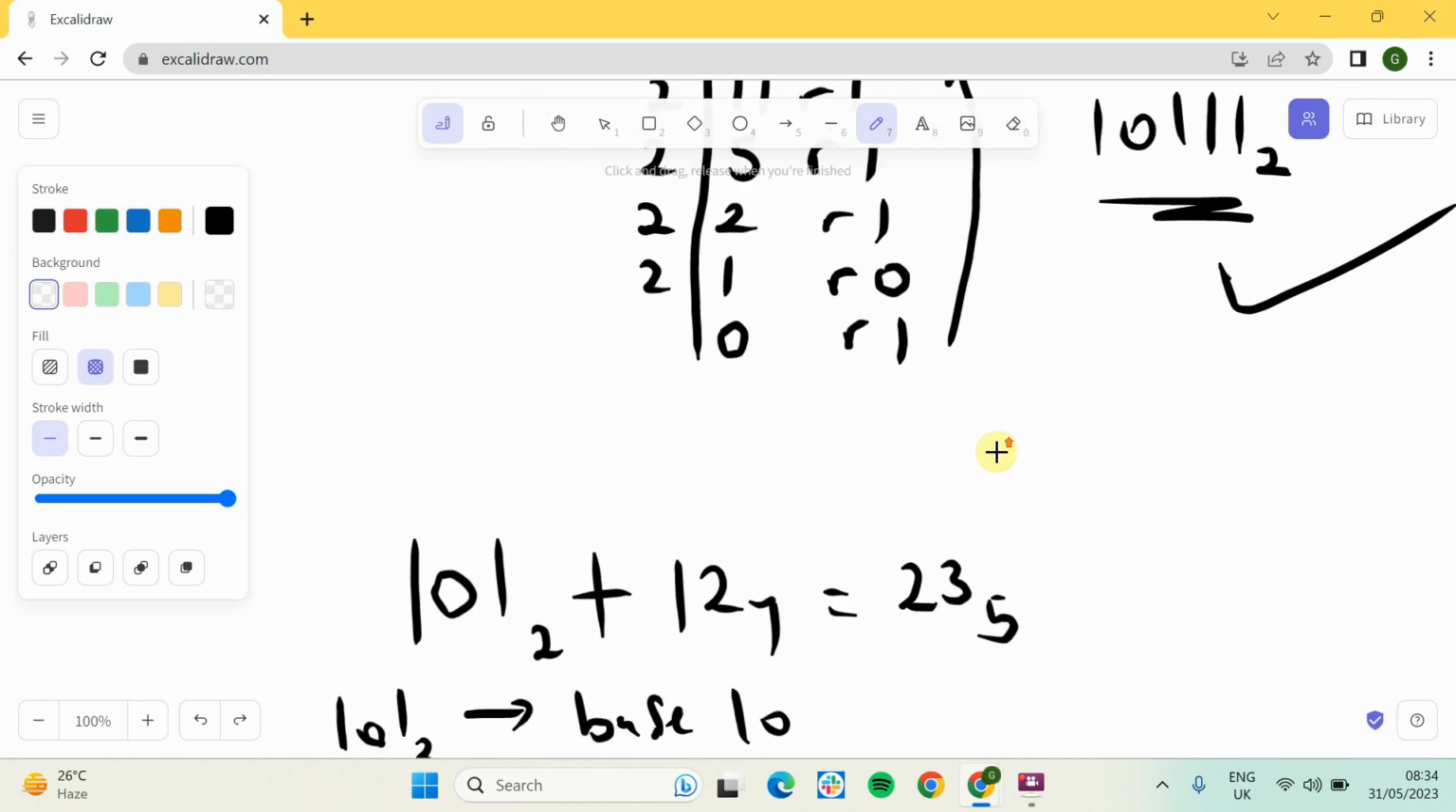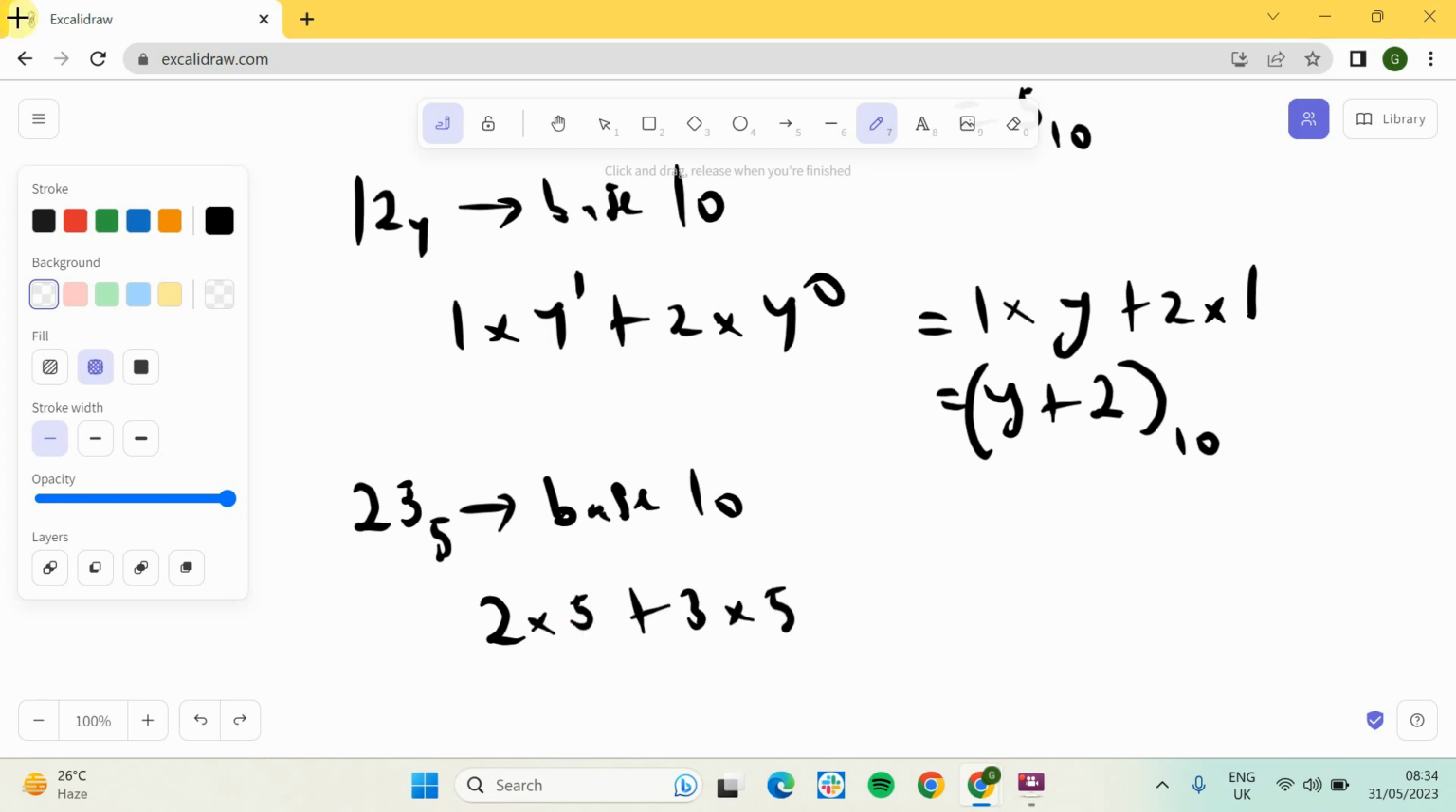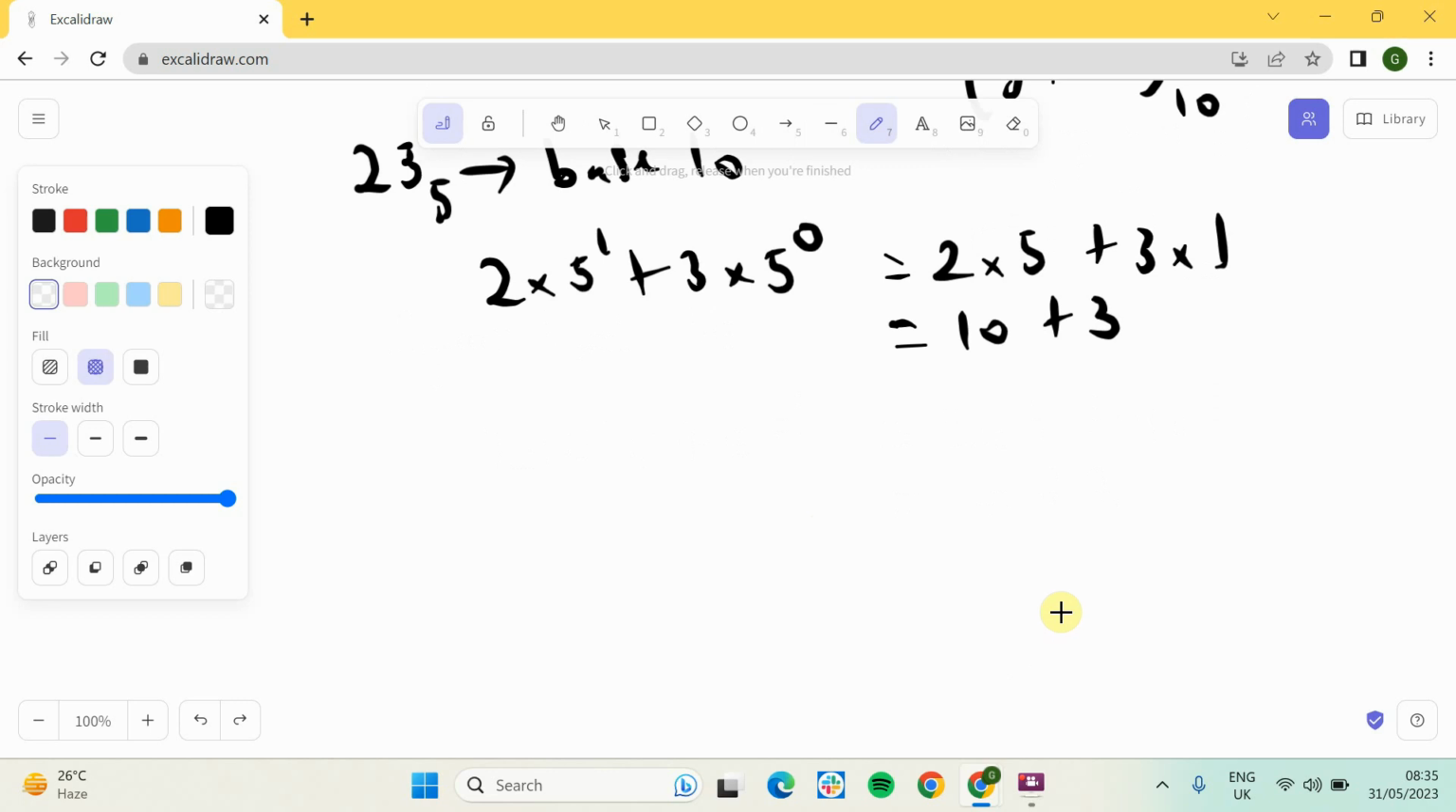Great. So we've converted the second one to base 10. Let's convert this last part to base 10. 23 base 5 to base 10, right? So that will be 2 times 5 plus 3 times 5, and they will give it power. So this is 0 and this is 1, right? So this is 2 times 5 raised to the power 1, which is 5, plus 3 times anything raised to the power 0, which is 1. Great. So 2 times 5 is 10 plus 3 times 1 is 3.